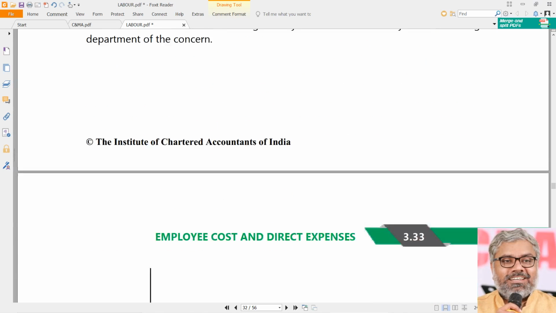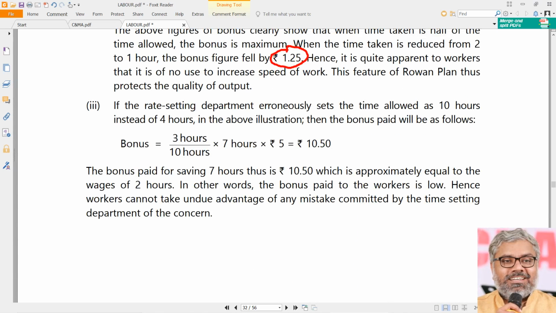Next, one more illustration is also given. For example, if the rate setting department has set the time allowed by mistake as 10 hours instead of 4 hours, then what is the bonus? Here under the Rowan plan, instead of 4 hours, 10 hours have been set as time allowed, too much, but the time taken is only 3 hours. So 7 hours looks like time saved. Time saved divided by time allowed, into time taken, multiplied by the rate, the bonus will come to around 10.5.